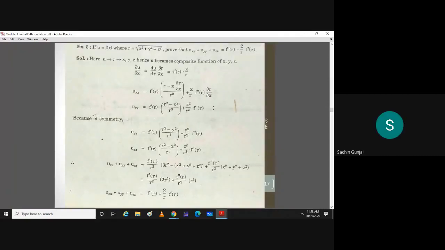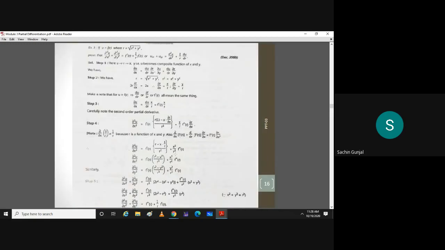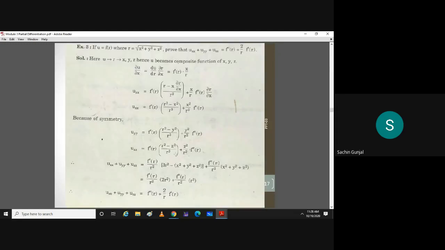Again, this is on similar lines. I'll leave this to you. There is just one additional variable z. u is a function f of r, and r is the square root of x² plus y² plus z². We are supposed to show that uxx plus uyy plus uzz equals f''(r) plus 2/r into f'(r). Same thing. uxx is the same, which we have seen just now. uyy is the same, and uzz will again be just changing the role of x with z.